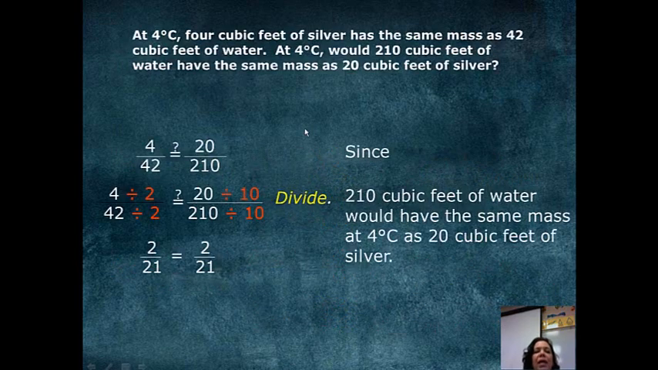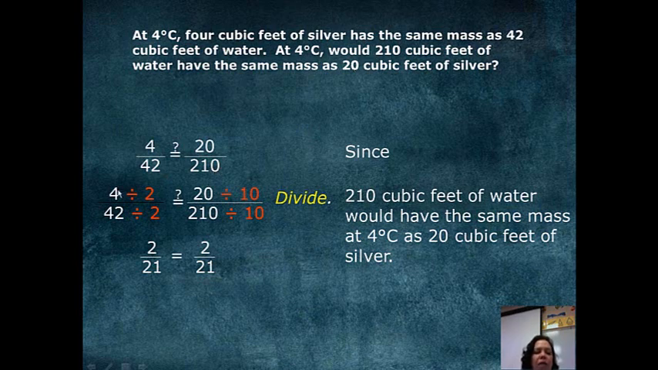Now here we have it in a word problem. We have 4 degrees Celsius, 4 cubic feet of silver has the same mass as 42 cubic feet of water. Okay, so there's our first ratio, 4 to 42. And then at 4 degrees Celsius, would 210 cubic feet of water have the same mass as 20 cubic feet of silver? Well, there's your other comparison. So now you have two ratios.